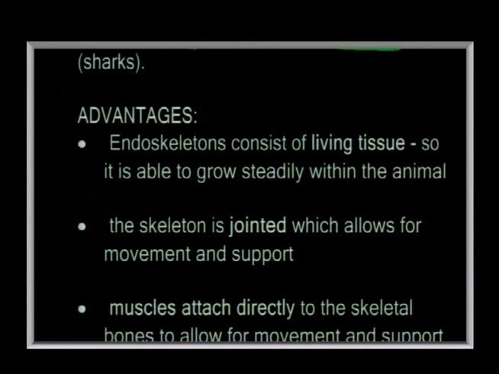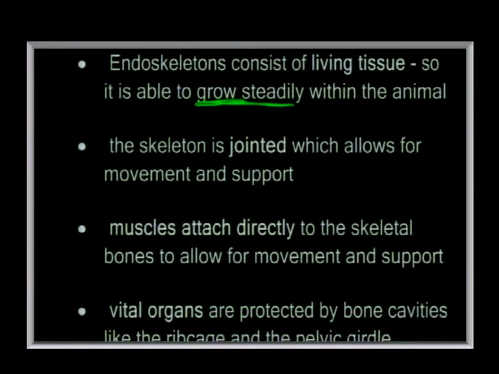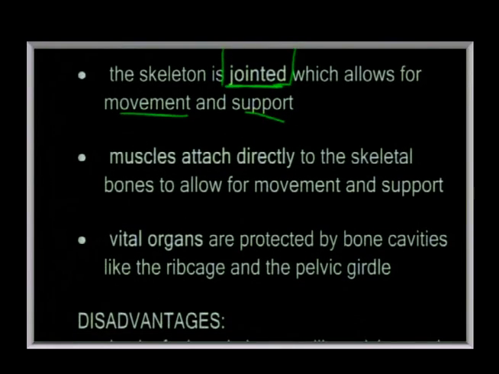Advantages: endoskeletons consist of living tissue, so it is able to grow steadily within the animal. Okay, that's firstly. Secondly, the skeleton is jointed, and that allows it to move around and to be able to support things. So it allows for movement and support. But the fact that it is jointed is very important. So it carries on growing steadily and fixing and replacing cells, and it is jointed. The muscles attach directly to the skeletal bones.